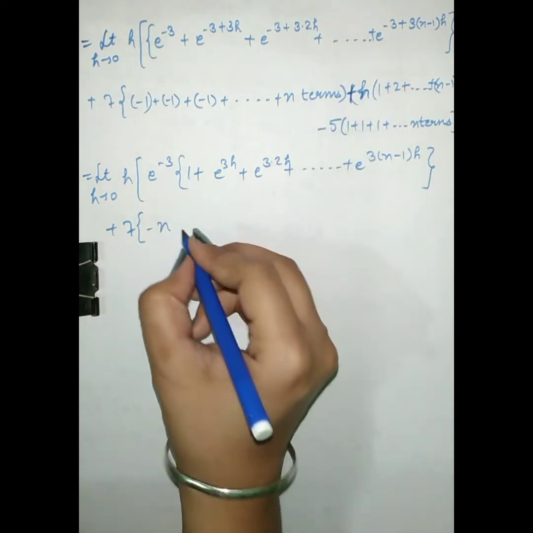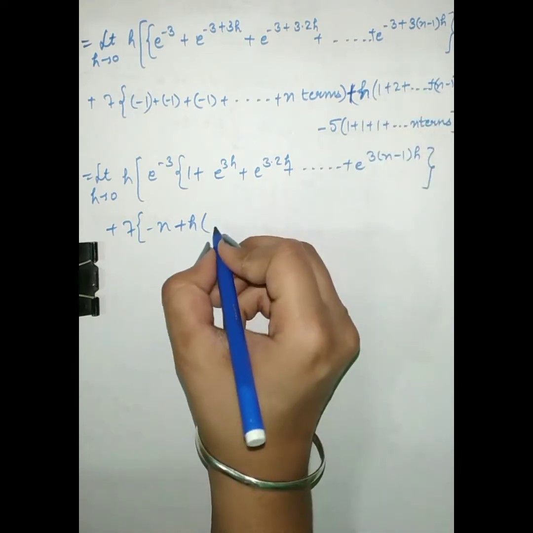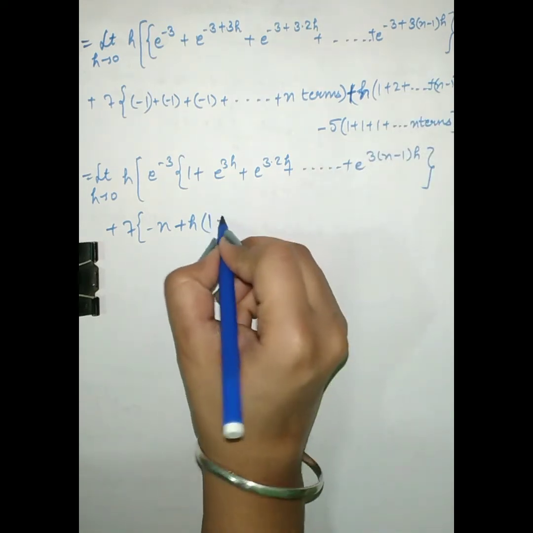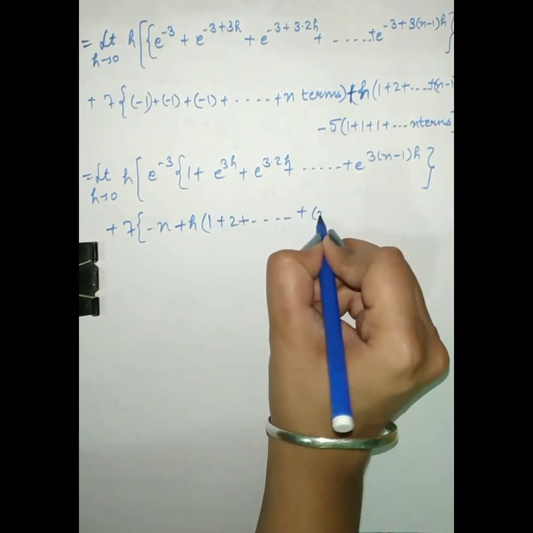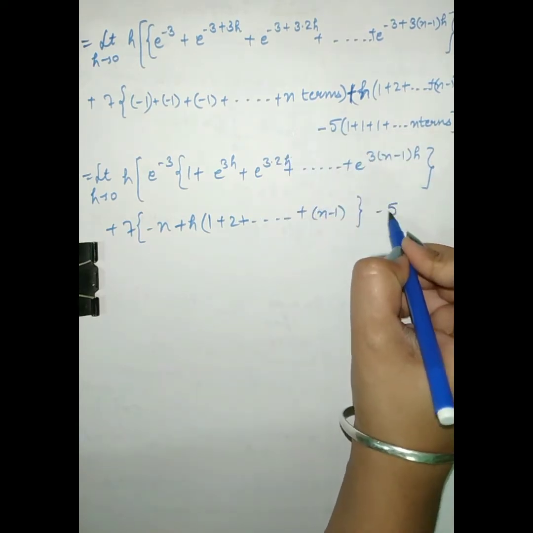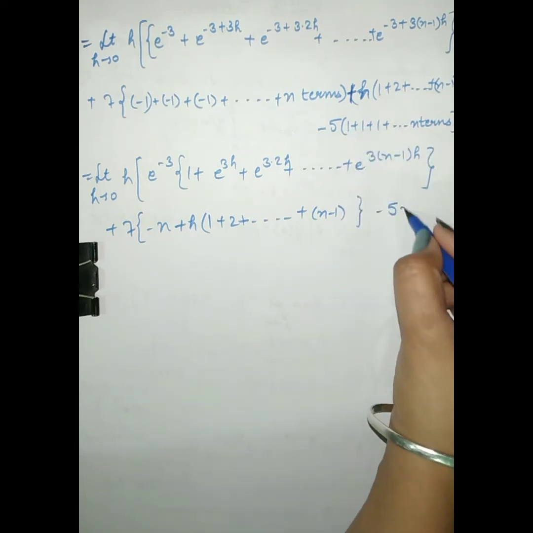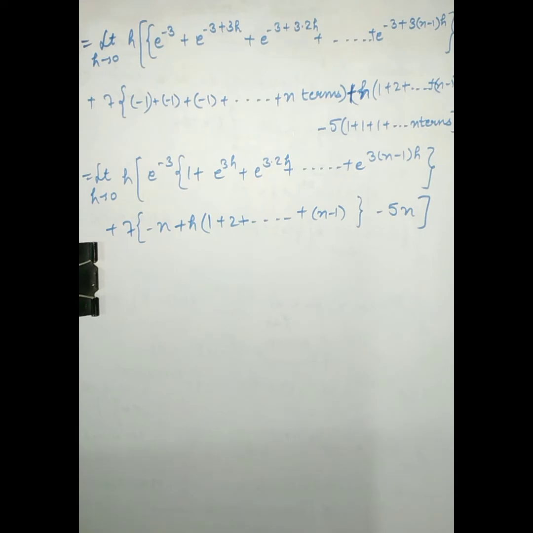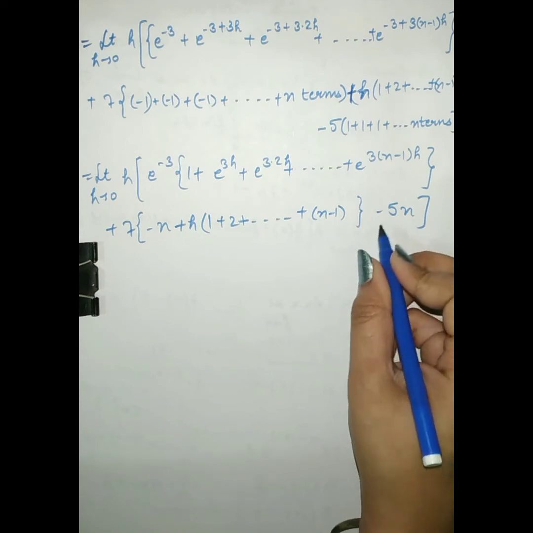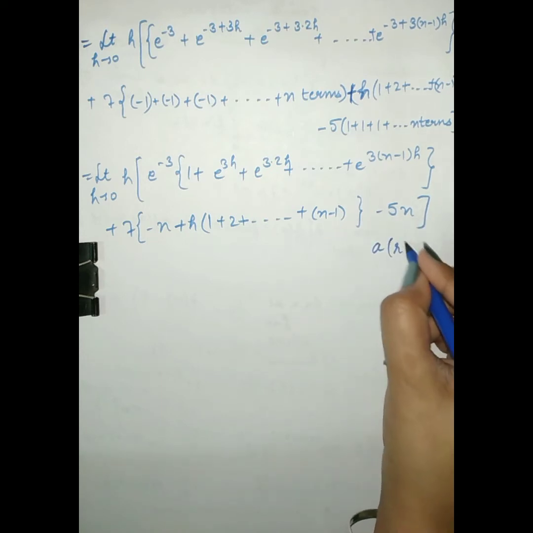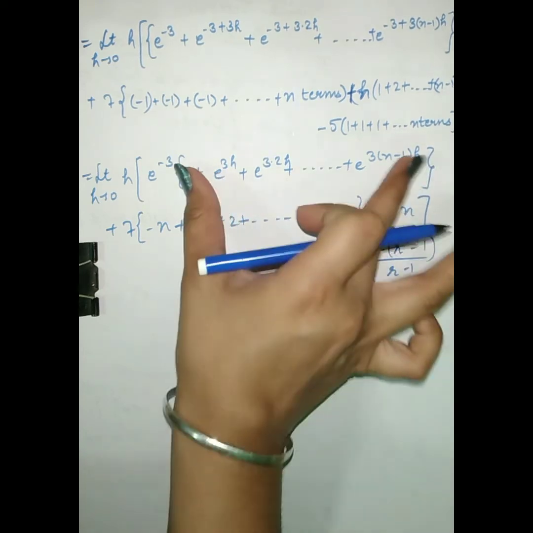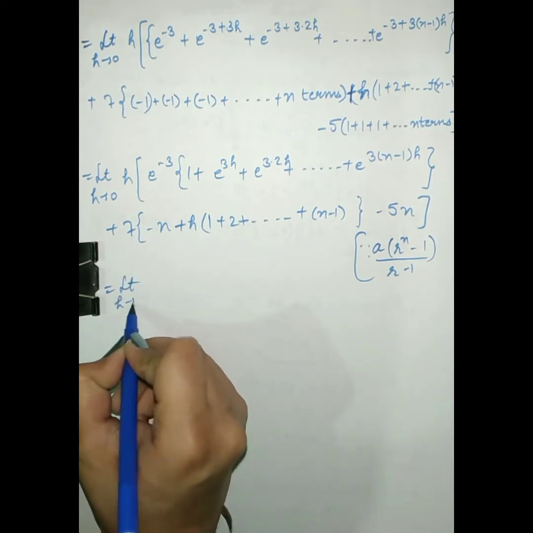Then plus h into 1 plus 2 plus 3 up to n minus 1 terms. It will be written the same way, that means 1 plus 2 plus up to n minus 1 terms. Then it will become minus 5n, and by using the formula of this term it will become n. According to the GP series, this is the r and this is a. By using the formula of the GP series, that means a into r raised to the power n minus 1 upon r minus 1.